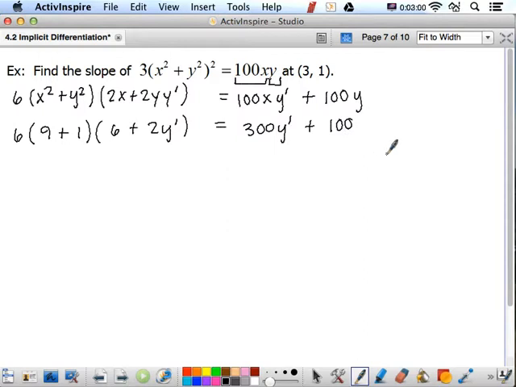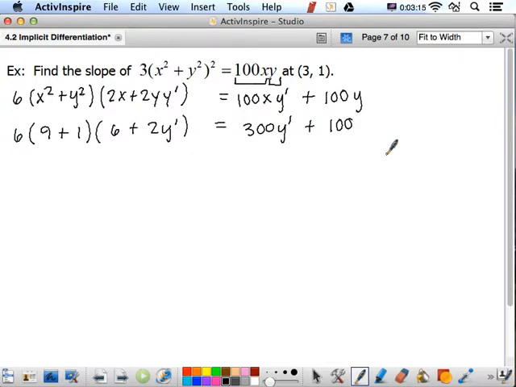So you wouldn't substitute 1 for the y prime? No, you don't substitute anything for y prime. Y prime is what you're trying to find. Once you isolate that y prime, that will be your slope.